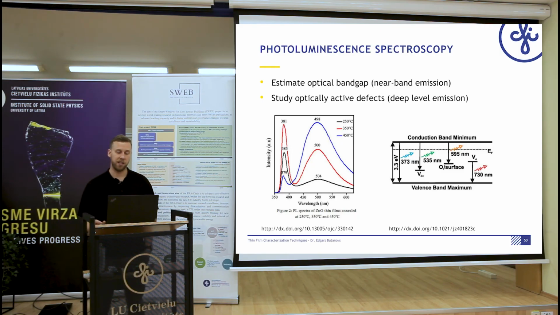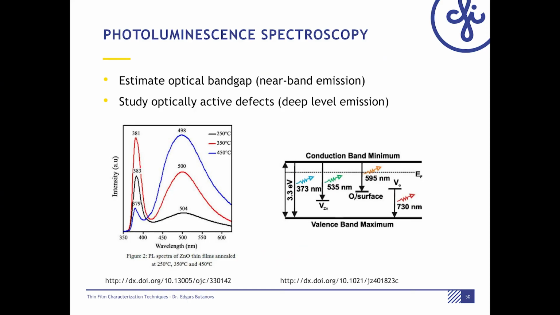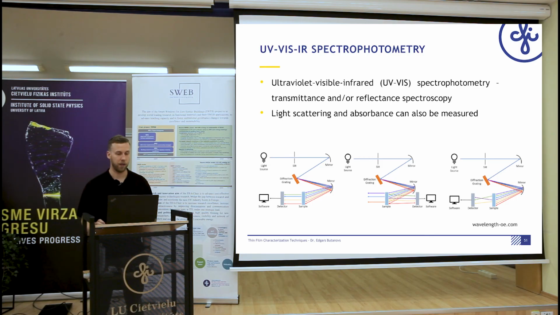So photoluminescence we can use to estimate the optical band gap, that's the near band emission, as well as study optically active defects, such as deep level emission. And in this example of the famous material zinc oxide, you can nicely see the different bands of both band emission and defect emission. For direct optical property measurement, you can use UV-Vis infrared spectrophotometry.